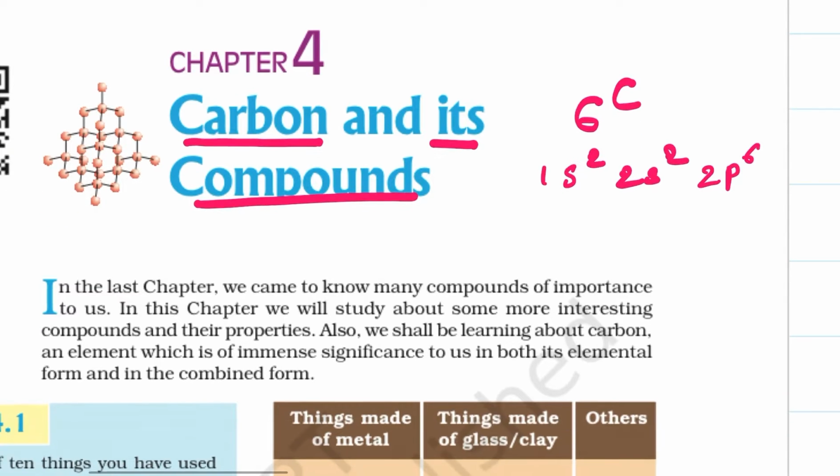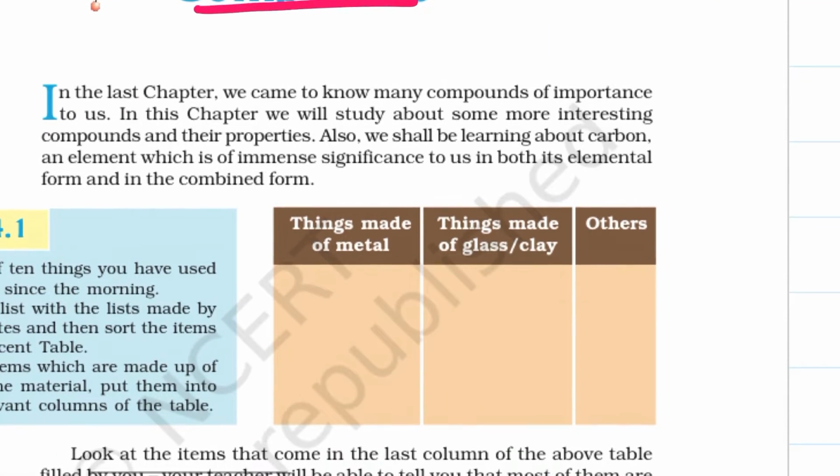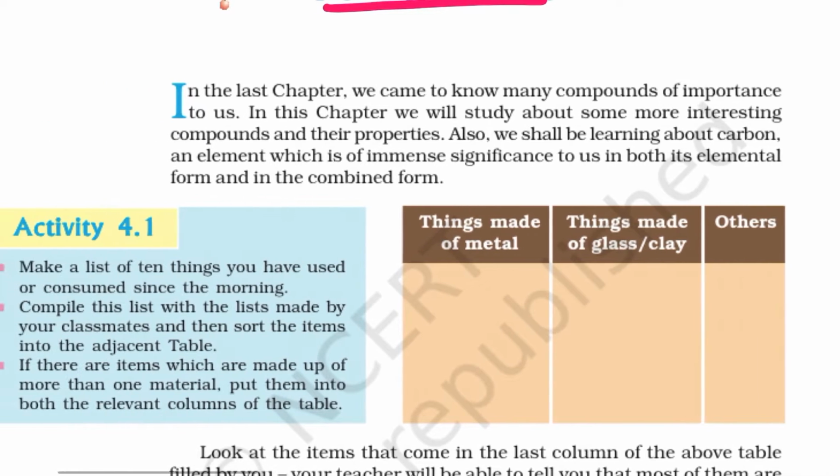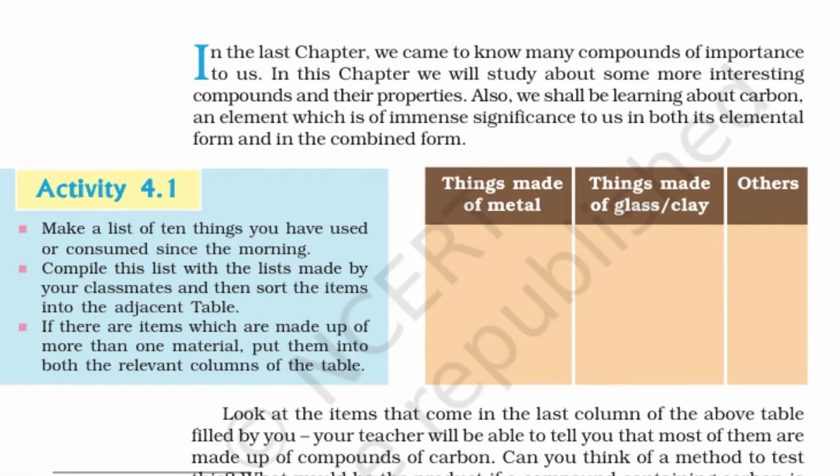Let us understand how we can check the presence of carbon in any substance and what is so important about it. Now, in the last chapter, we came to know many compounds of importance to us. In this chapter, we will study about some more interesting compounds and their properties. Also, we shall be learning about carbon, an element which is of immense significance to us in both its elemental form and its combined form. Now for this, let us perform an activity.